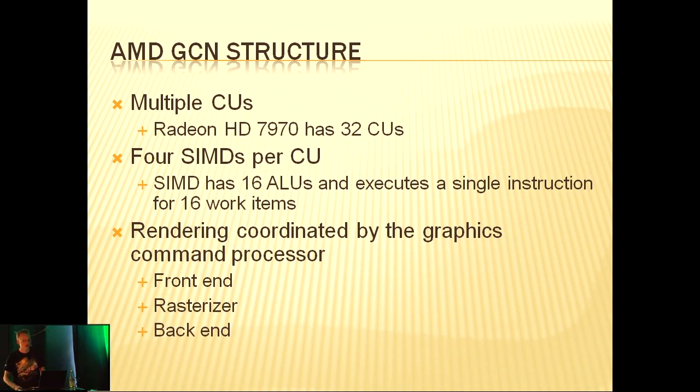Okay, so the AMD GCN architecture is structured so that it contains multiple compute units. For instance, the Radeon HD 7970 has 32 CUs. So that's quite a lot, really. Each CU, each compute unit, has 16 arithmetic logic units that can each execute one instruction for 16 work items, or basically data points, each cycle.